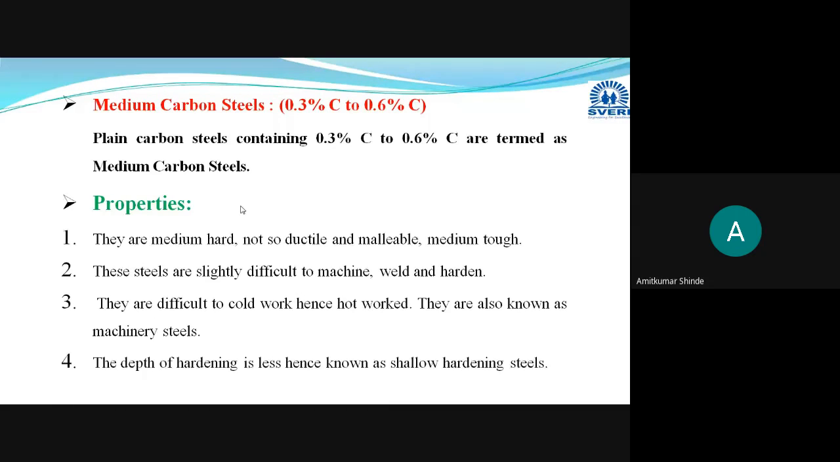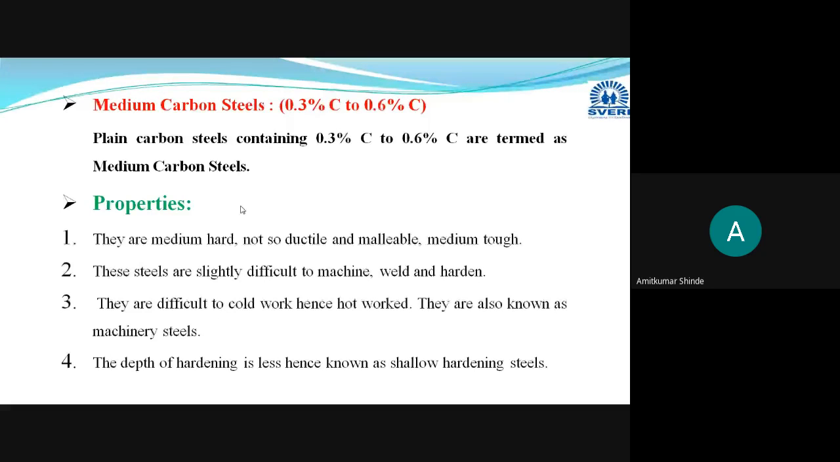But as the carbon percentage has increased here, it is slightly difficult to do the welding and machining. You can do those operations, but you have to make some improvements in the machining, or use some higher specification machinery, or it will require more time. Those are the properties related to machining and welding processes. You can do that, but not as easily as with the low carbon steels.